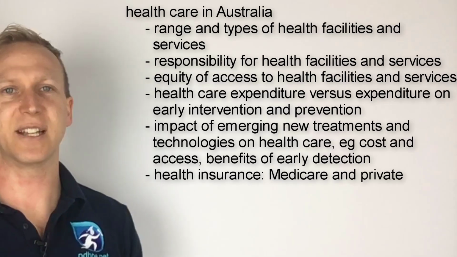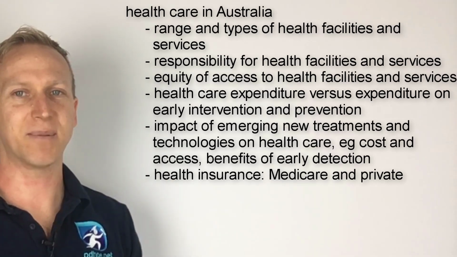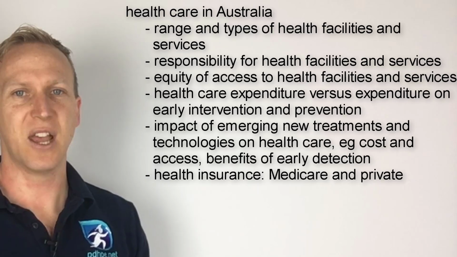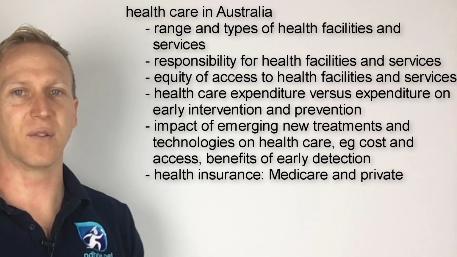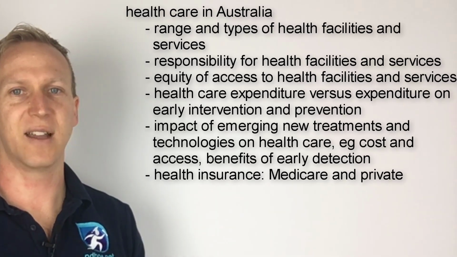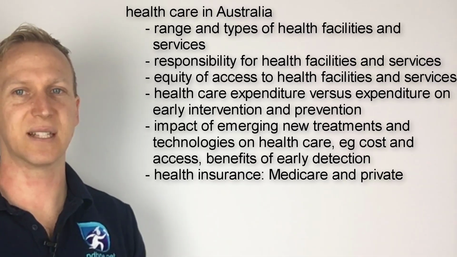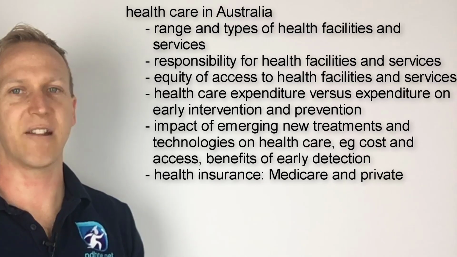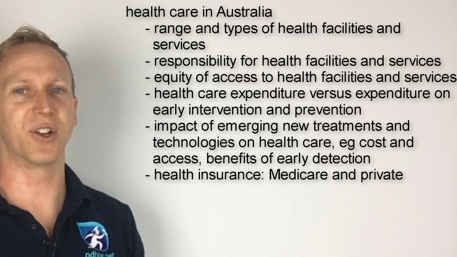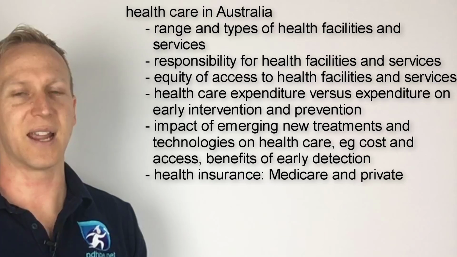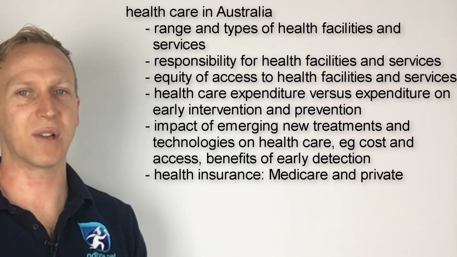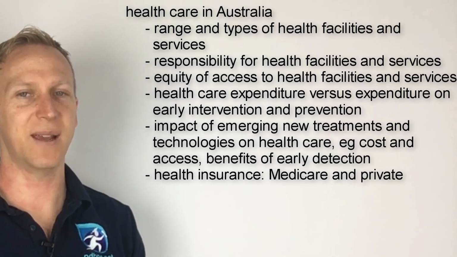It says that you need to learn about the range and types of health facilities and services. You need to know the responsibility for health facilities and services across Australia. You need to think about the equity of access to these health facilities and services. You have to know about healthcare expenditure versus expenditure on early intervention and prevention. You need to know about the impact of emerging new treatments and technologies on healthcare.